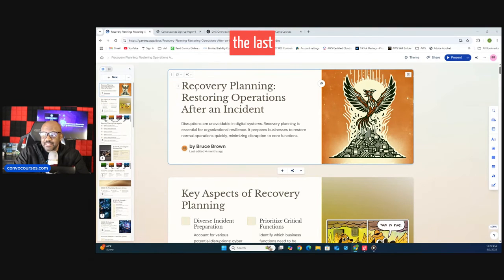And we're on the last part of the functions within the NIST CSF. If you've been following along, we talked about govern, we talked about identify, protect, we talked about detect, we talked about respond, and now we're going to talk about recover. So let's get into this.